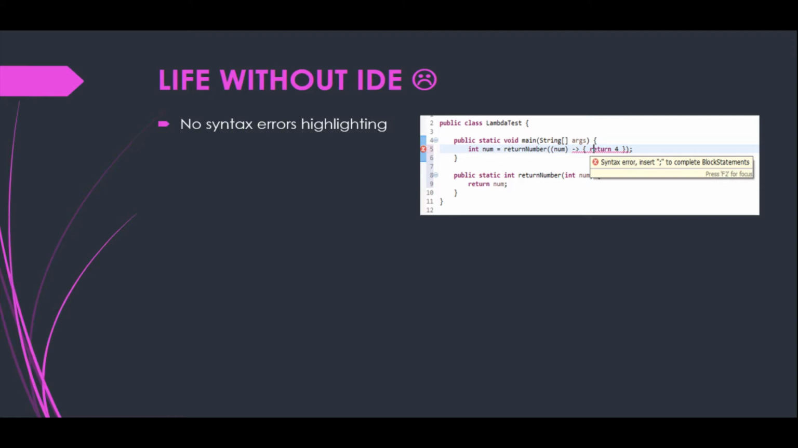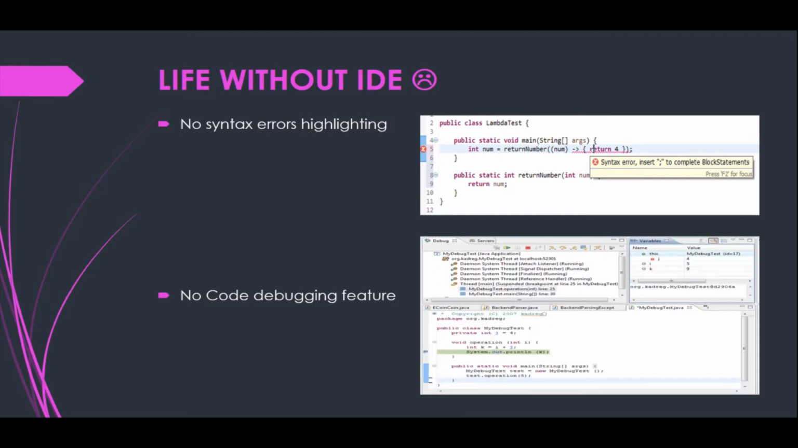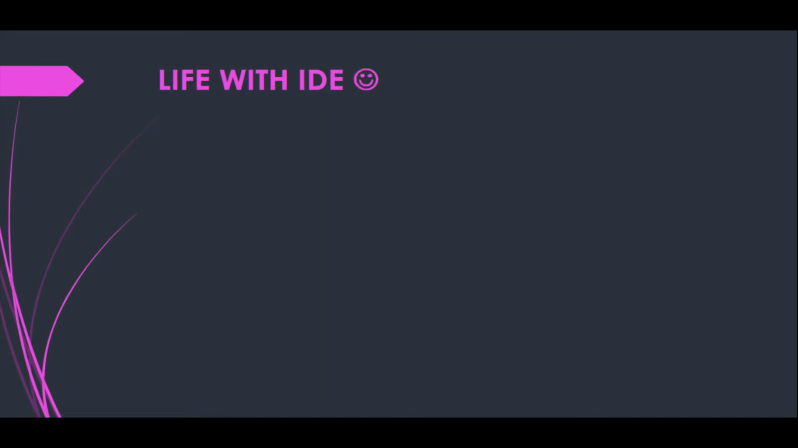Okay, the next one is a big one. We don't get the code debugging feature. We write our code to the best of our capabilities, but sometimes there will be some issues with it. So bugs are kind of inevitable, and without a debugging feature, fixing those issues will be almost next to impossible.